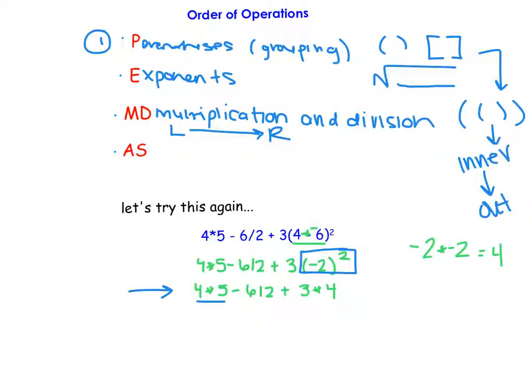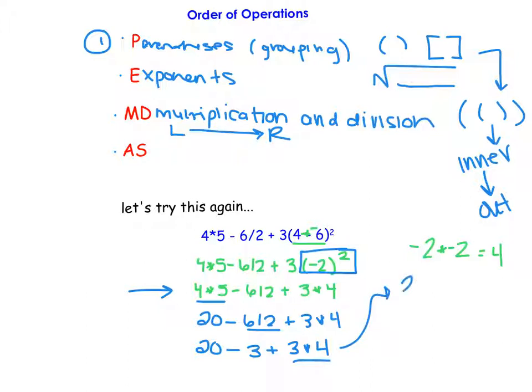I start with the 4 times 5, which is 20. And then from there, I would evaluate the next one, which is 6 divided by 2. So I'd have 20 minus 3. And then from here, I'd do that last multiplication, and I'd end up with 20 minus 3 plus 12. And then from here, I've done all of my multiplication and division, so I move on to my final step, which is AS, which is add and subtract.